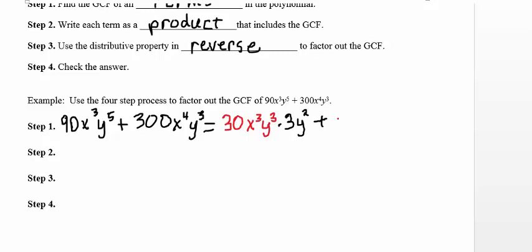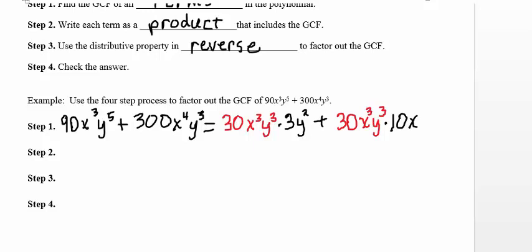So the second term is also going to be written as a product of 30x cubed y cubed times whatever's needed, so that I get 300x to the fourth y cubed. And obviously I have to multiply the 30 by 10 to get 300. X cubed times x to get x to the fourth. And y cubed is already present in the GCF.